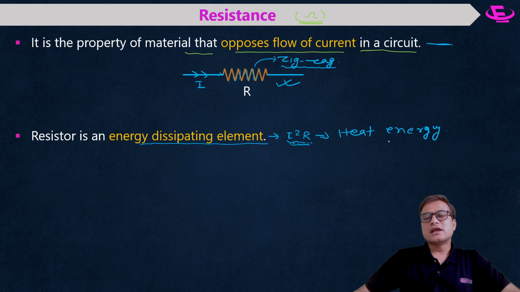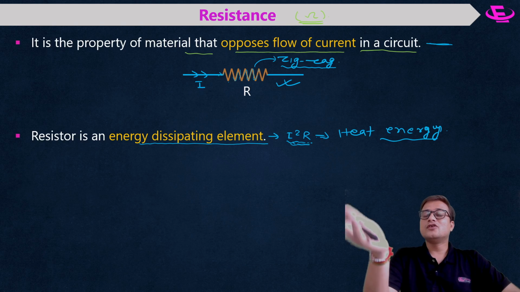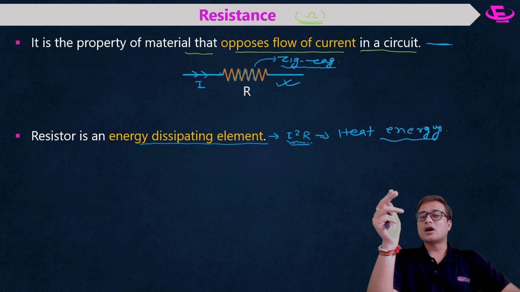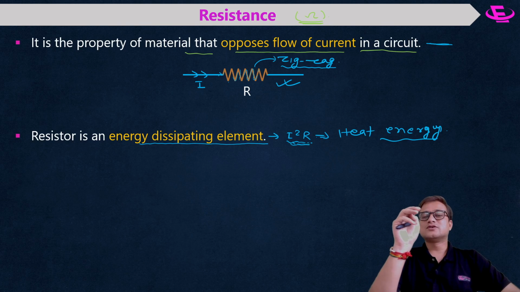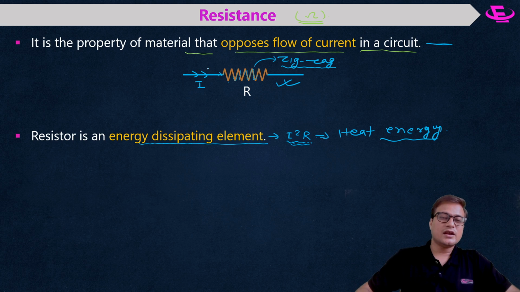If you touch an electric bulb, what happens? You find that it is heated. Why? Because there is I square R loss. Where will this I square R loss go? It will be converted into another form. Energy can neither be created nor destroyed. It can be converted to another form. So I square R means electrical energy is being converted into heat energy. So a resistor is an energy dissipating element.